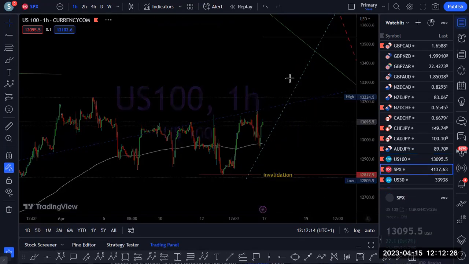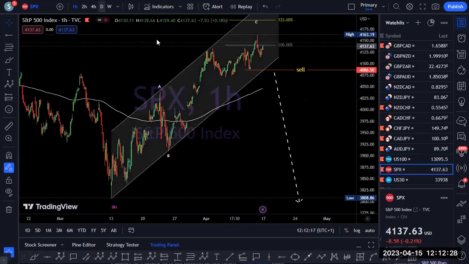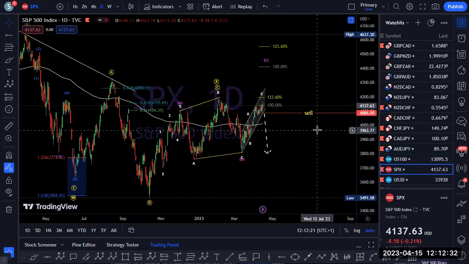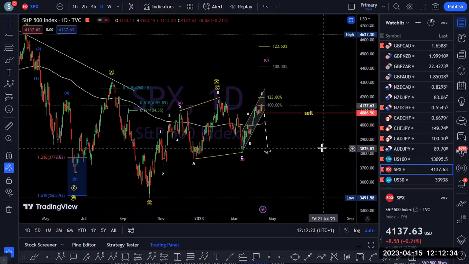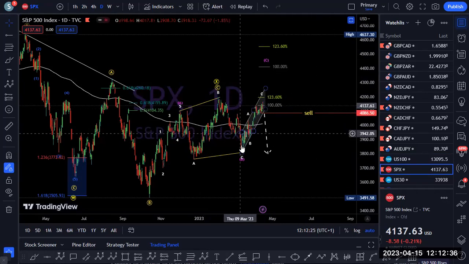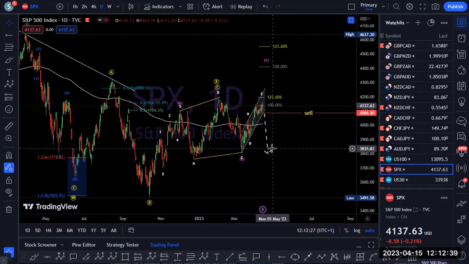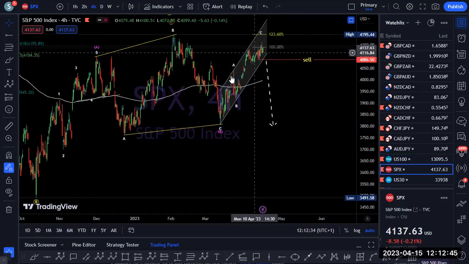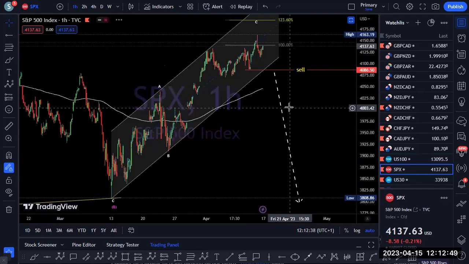S&P 500. Let me show you daily. Okay, I think daily no need. Okay, now daily is making sense. The possibility of this type of move is there, but let's check the lower time frame, once the market leaves this channel. Let me go to 1 hour, because I think 1 hour is the best place.